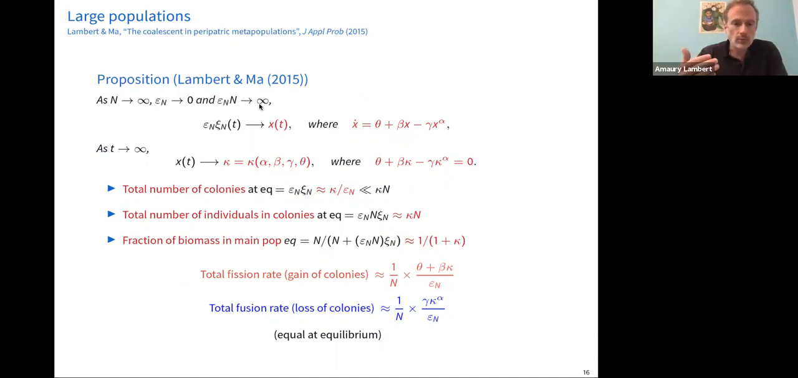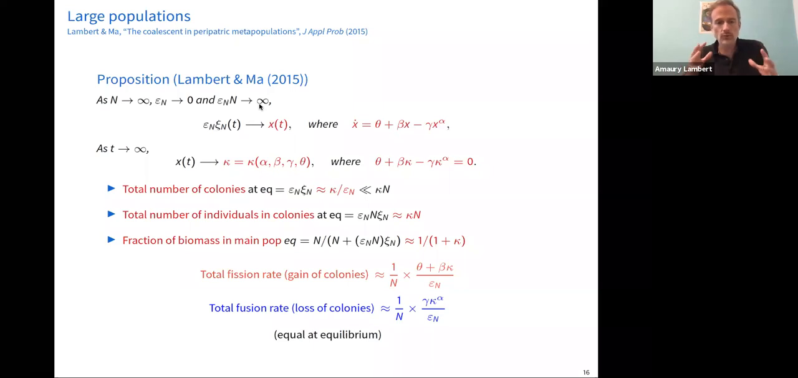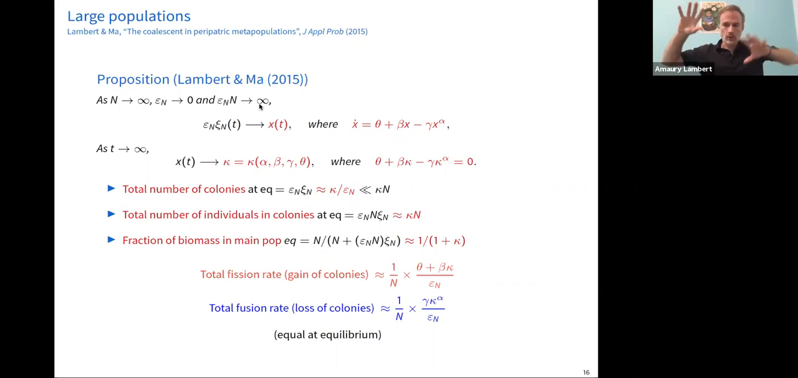And so at equilibrium, what you get is that the total number of colonies converges. It's of the order of kappa over epsilon, so that the total number of individuals in colonies as compared to inside the main population is kappa times capital N. So it's the same order of magnitude, it's constant, and the fraction of the biomass in main population versus in colonies is 1 over 1 plus kappa. Okay, so you have this picture where at equilibrium you have the same order of magnitude of individuals outside the main population and inside the main population, but of course there is a flow between the two kinds of populations which is ongoing.